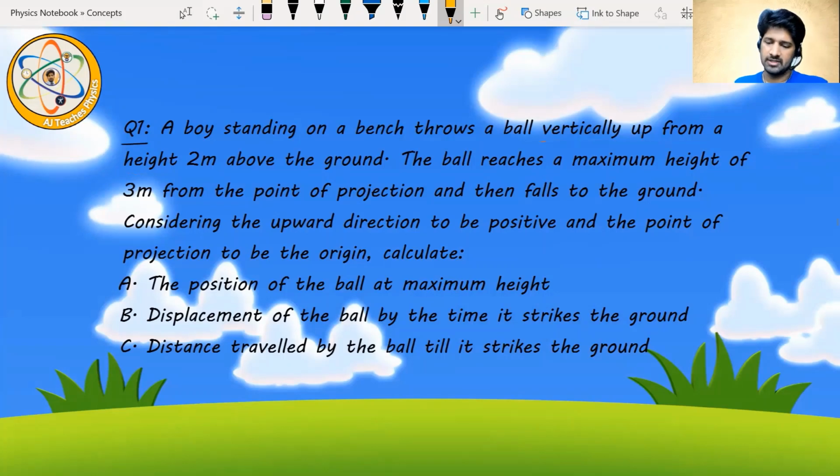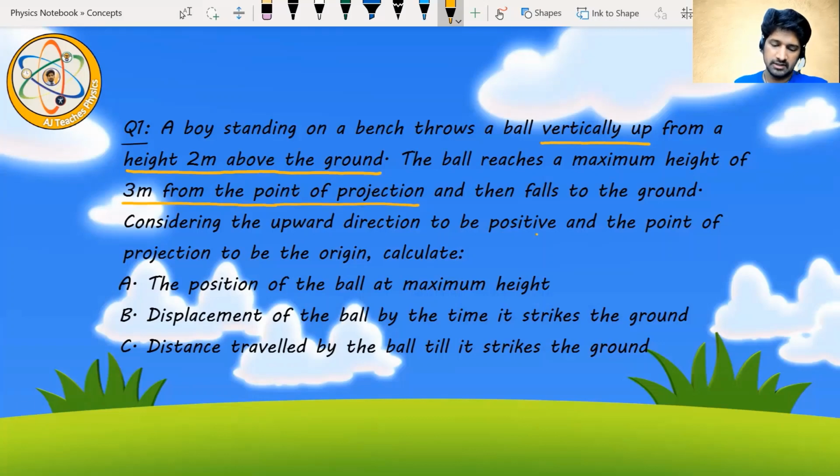Now there is some information given in the question which will help us visualize the situation and solve the problem. It says that the ball is thrown vertically up from a height 2 meters above the ground. So from the ground, it was at a height 2 meters when it was thrown. The ball reaches a maximum height of 3 meters from the point of projection and then falls to the ground.